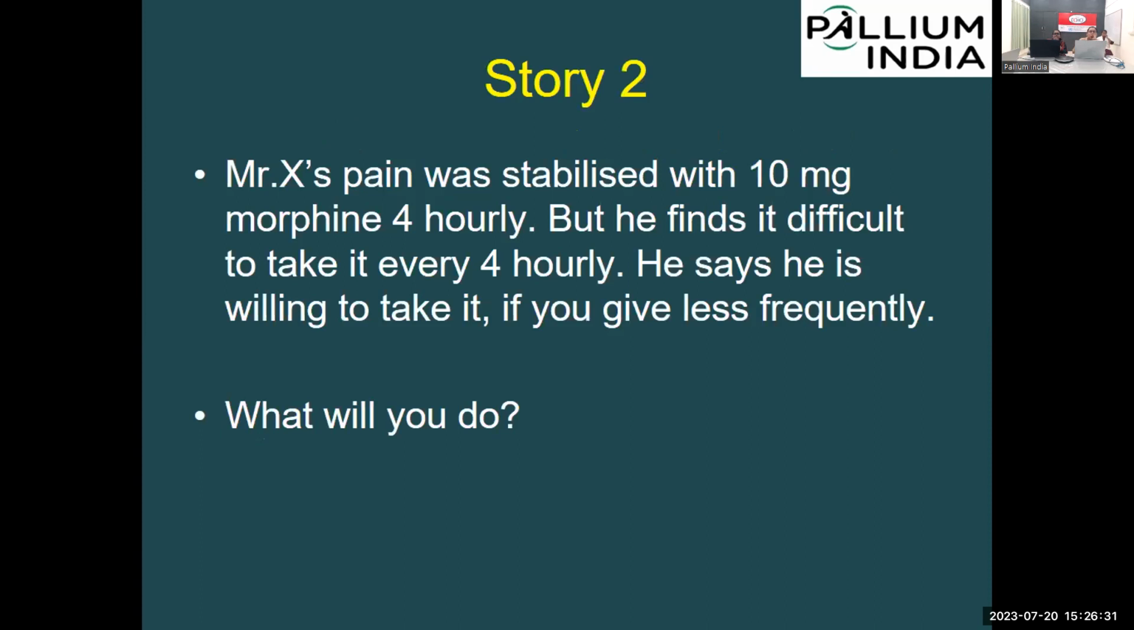So we are going back to the story that we were talking about. The patient, Mr. X, whom we have already started on 10 milligram of oral morphine every 4 hourly. But now he finds it difficult to take it every 4 hourly, so he was asking us for reducing the frequency. What will we do now? Do you have any suggestions on how to reduce the frequency of this medication?